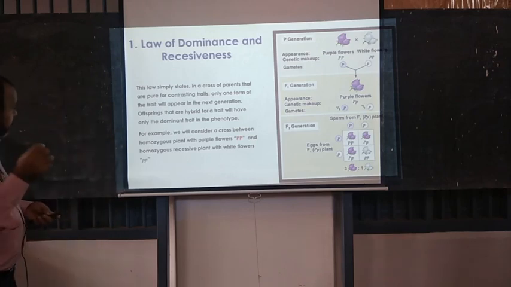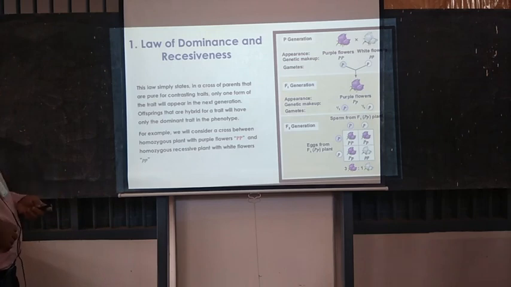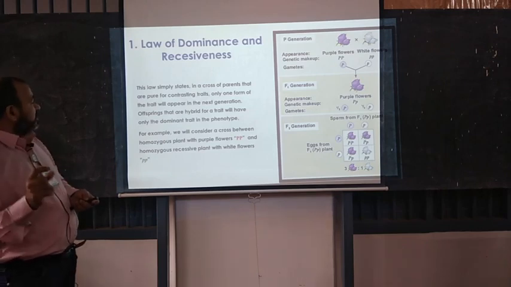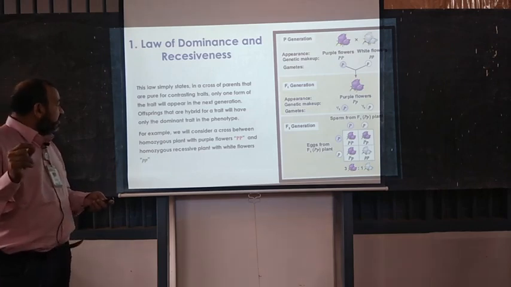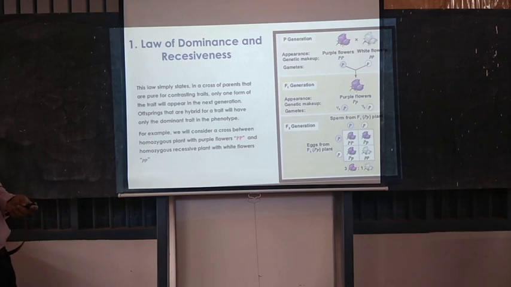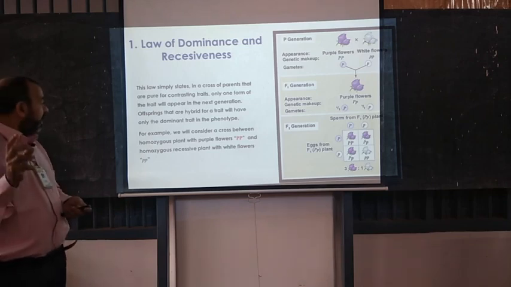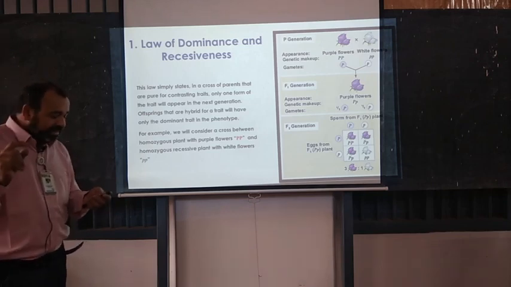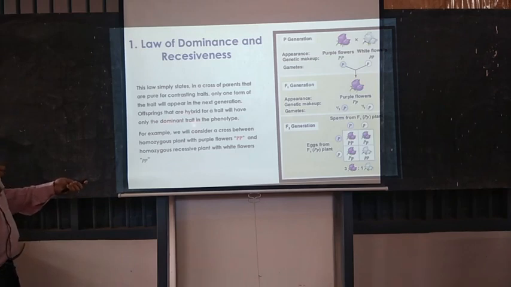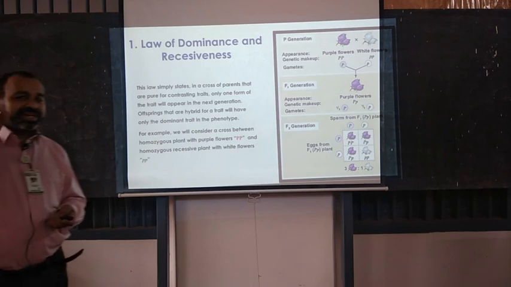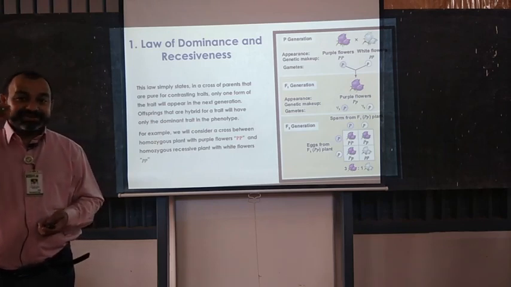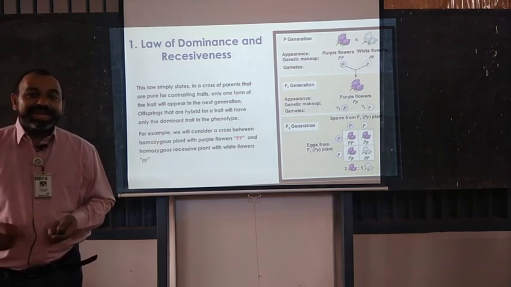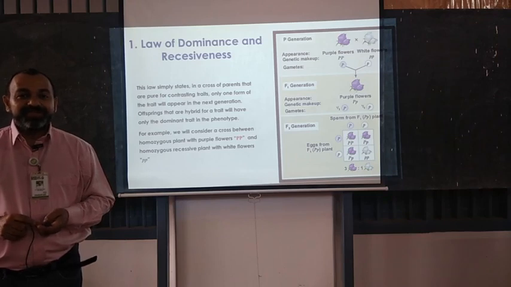Here, the law simply states that in a cross of parents that are pure for contrasting traits, only one form of the trait will appear in the next generation. And offspring that are hybrid for a trait will have only the dominant trait in the phenotype. Yesterday we have seen dominance and recessiveness, dominant allele and recessive allele.